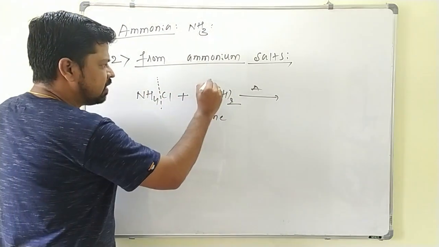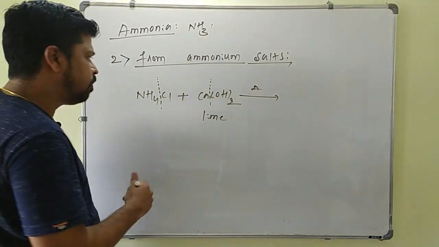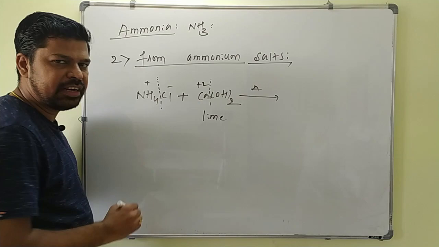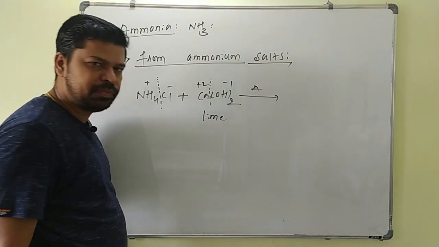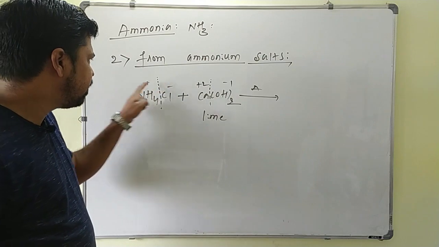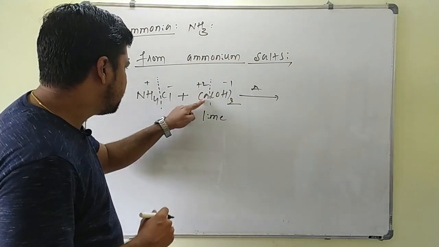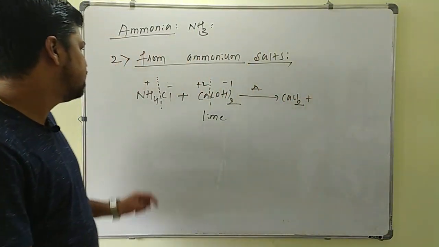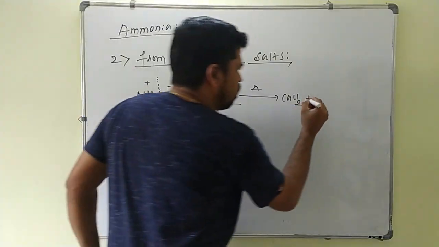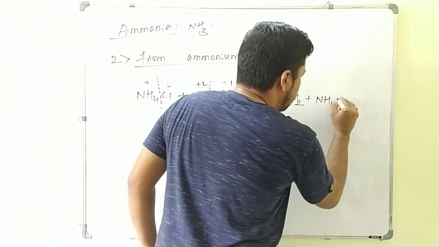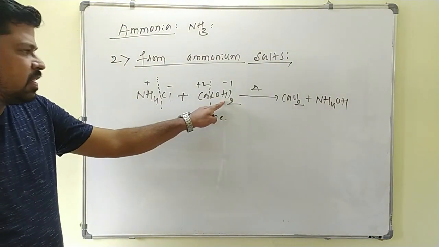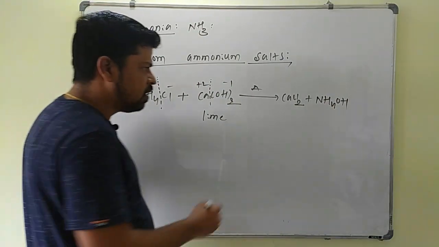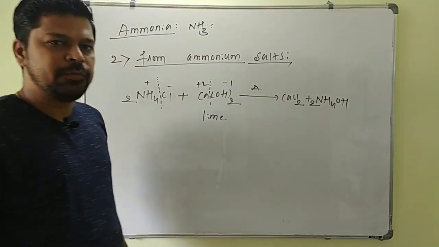Again a simple logic is there to write the reaction between them, positive and negative parts. This is NH4 plus and Cl minus, and this is calcium plus 2, and this is minus 1. The simple logic is positive reacts with negative. This will be CaCl2 plus NH4 plus OH minus, which becomes NH4OH. 2 times OH minus is there, so you have to take 2 times the ammonium ion. You have to multiply this one by 2, so that you will get 2 times NH4OH.